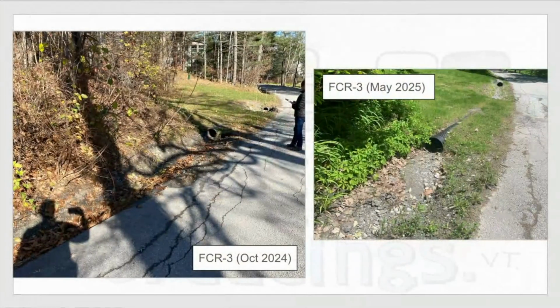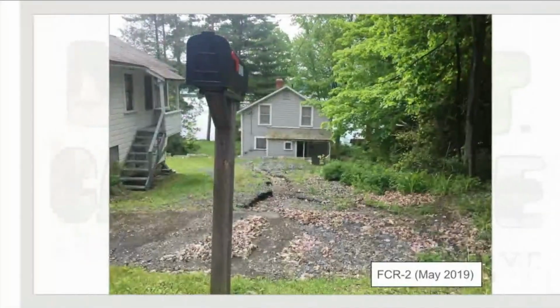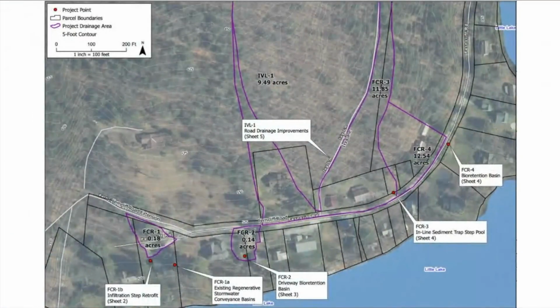Right, this next one is FCR 3, and this is at 1249 Ferncliff. I'm actually going to go back to the overview real quick. Sorry to jump around, but it is important to think about the watersheds. So now we're moving down here. This section of Ferncliff has always been problematic in terms of the volume of flow that comes down, and the town has managed it in different ways.